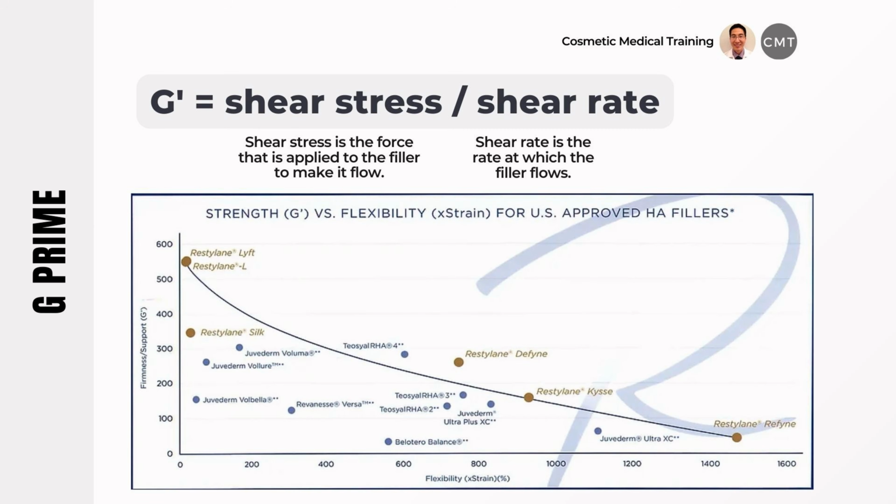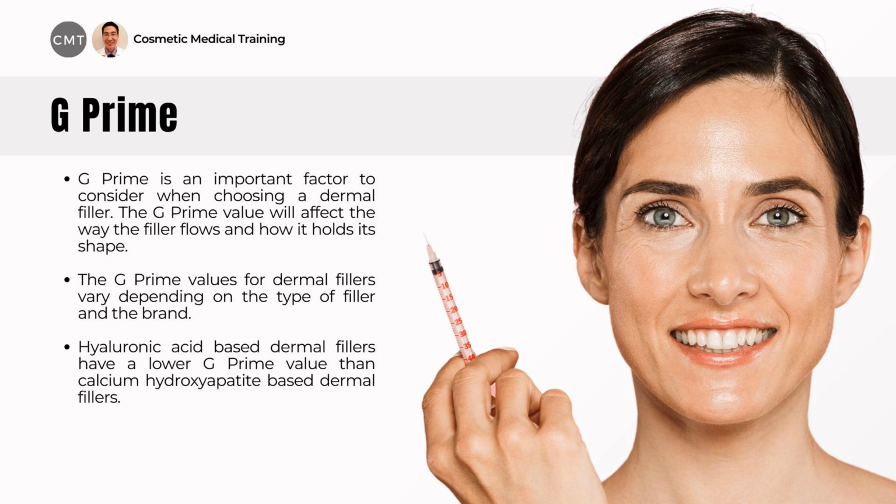This means that the filler will be more difficult to inject and will be more likely to hold its shape once it is injected. G' is an important factor to consider when choosing a dermal filler. The G' value will affect the way the filler flows and how it holds its shape. For example, a filler with high G' would be most suitable for volumizing and lifting, while a filler with low G' value would be more suitable for filling fine lines and wrinkles.